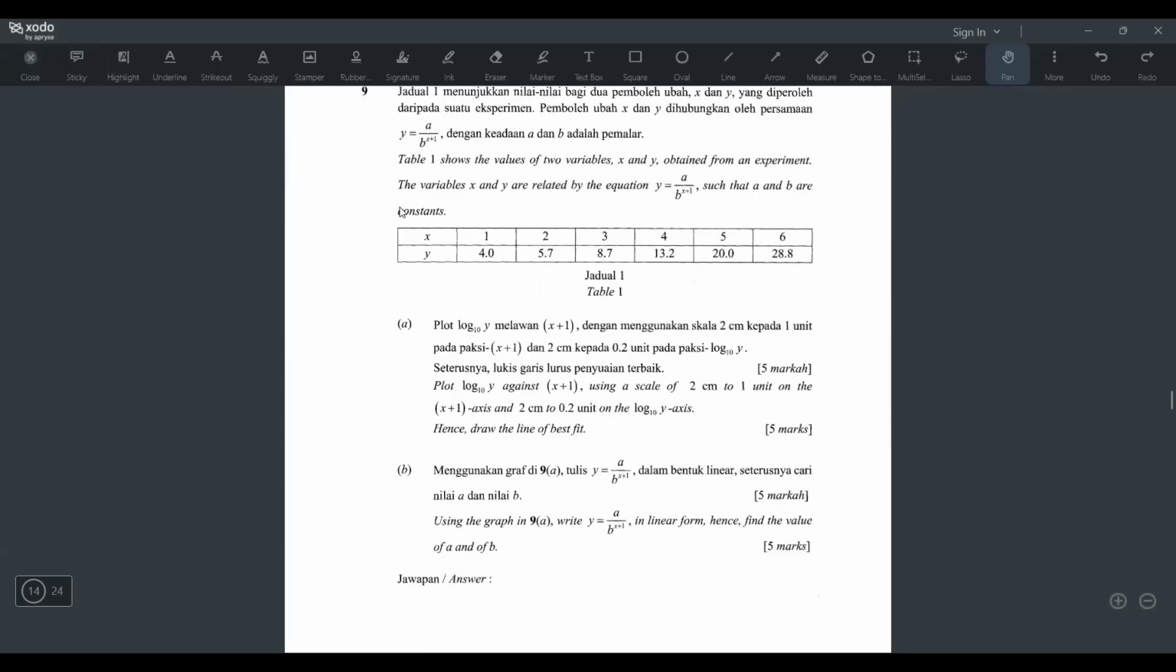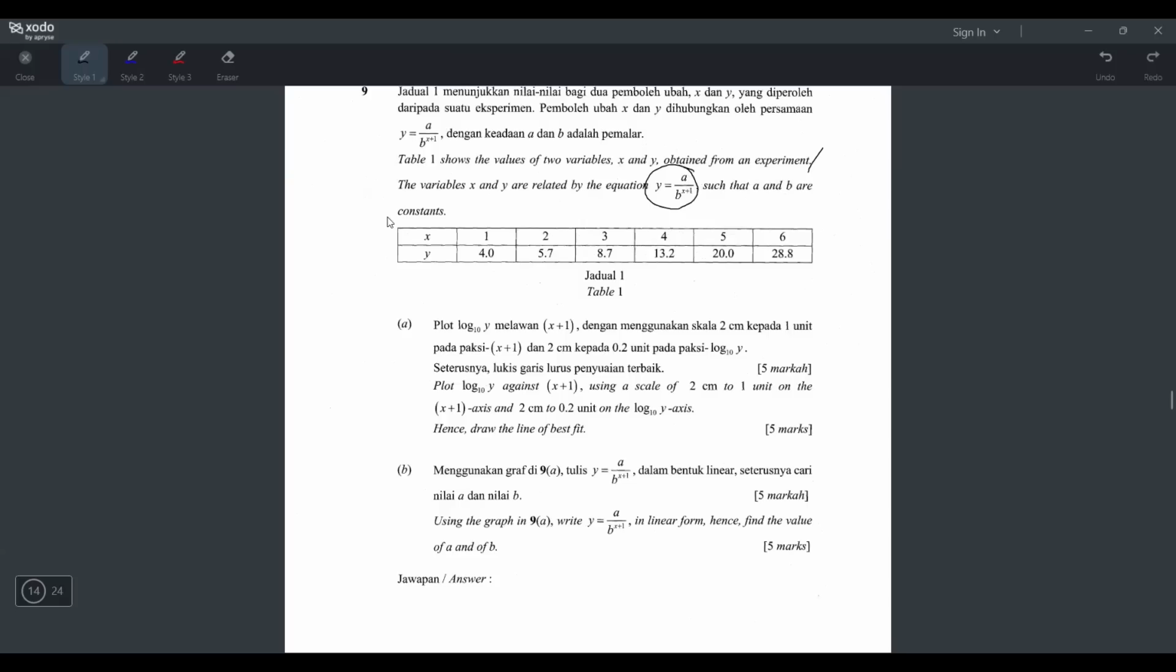Okay, next question is number 9. I think this is a graph question, and this is linear law punya soalan from 4 chapter. Okay, kita baca soalan dulu. Table 1 shows the values of two variable x and y obtained from an experiment. Ini tak penting. Variable x and y are related by equation. Ini penting. This equation penting.